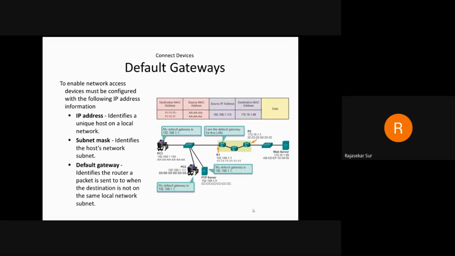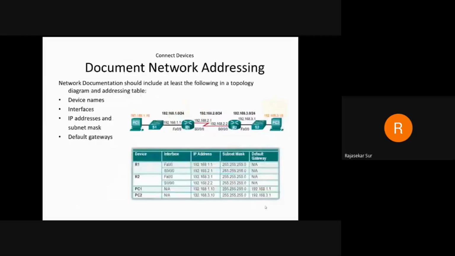Now I'm going for the next one. The next one is documenting network addressing. So what does documenting network addressing mean? You have to maintain a proper record. That means you have to write it clearly on paper and keep it. What IP address are you giving for a device? Completely write it on paper and keep it. That is called documentation.